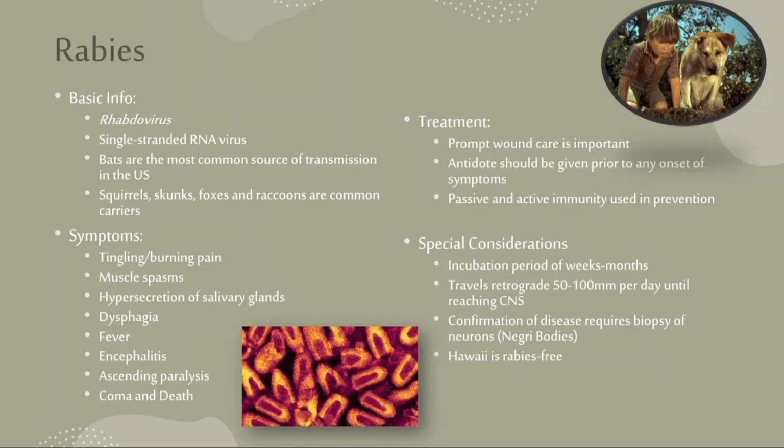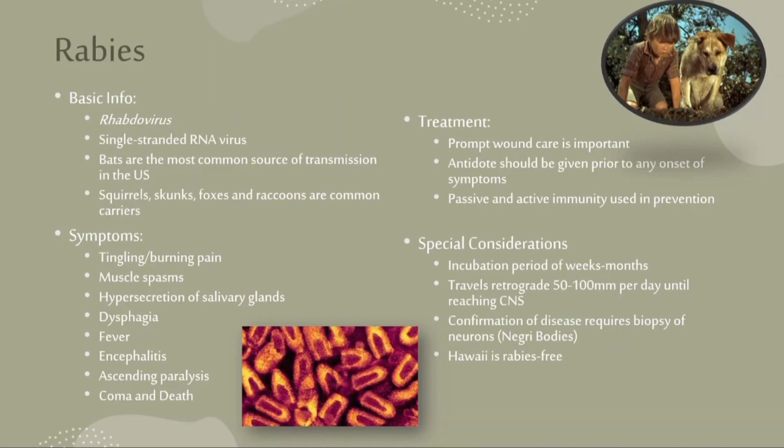Worldwide, it is most common that dogs transmit rabies. We don't usually see that here because we don't have very many feral dogs running around like other countries do. But dog bites are the most common cause of rabies deaths worldwide. Symptoms: you're going to have tingling and burning pain, muscle spasms, and then that can progress to hypersecretion of the salivary glands, spasm of the throat muscles that can cause the drooling and foaming that we think of, dysphagia, fever, and then encephalitis, ascending paralysis, coma, and death. So scary stuff.